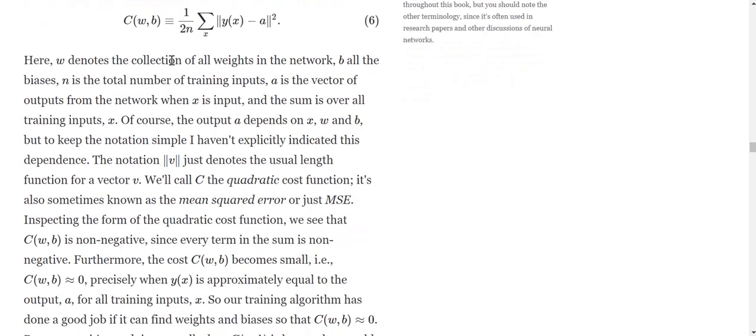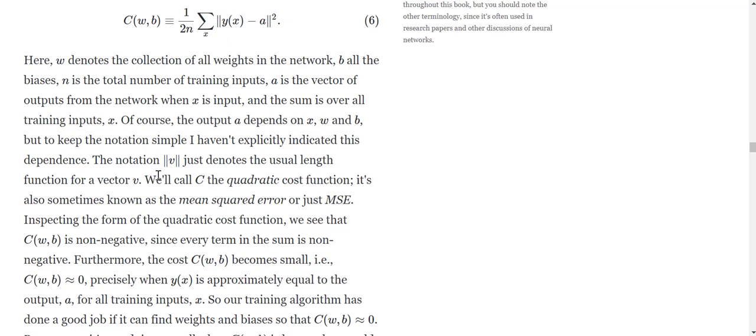Okay, so W is the collection of all weights in the network, B all the biases, and N is the total number of training inputs. A is the vector of outputs from the network when X is input, and the sum is over all the training inputs X. So of course the output A depends on X, W and B, but to keep the notation simple, they haven't explicitly indicated this dependence. So y of x is essentially an outcome of a combination of w, x and b, but they've just substituted it as y of x.